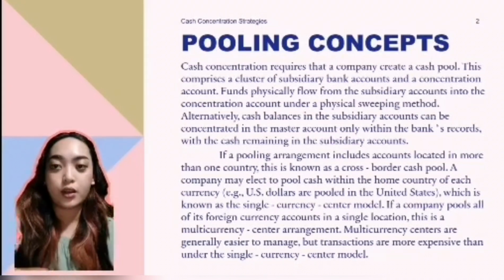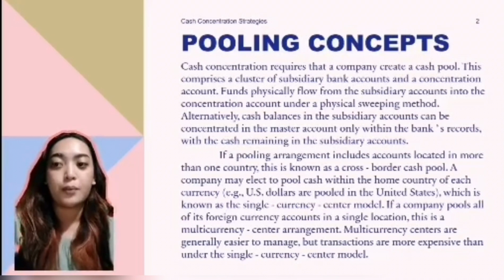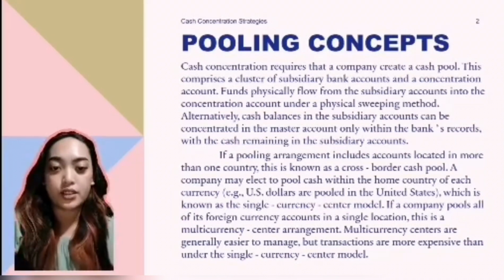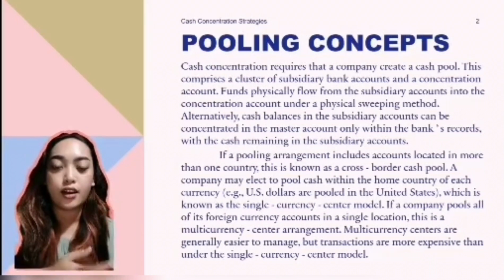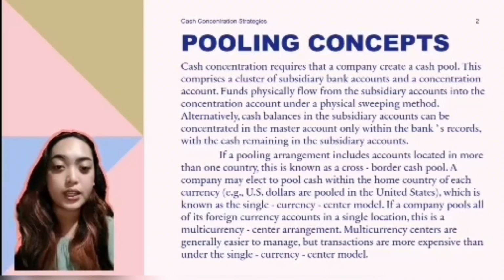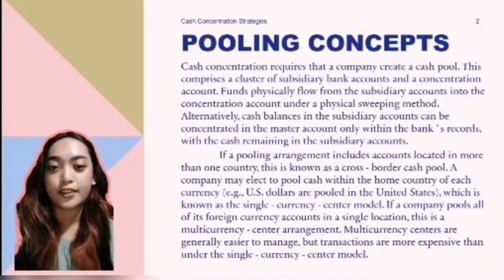If pooling arrangements include accounts located in more than one country, this is known as a cross-border cash pool, and a company may elect to pool cash within the home country of each currency. For example, US dollars are pooled in the United States. So US dollar is the currency of the US, and this is known as the single currency center model. If a company pools all of its foreign currency accounts in a single location, this is a multi-currency center arrangement. Multi-currency centers are generally easier to manage, but transactions are more expensive than in a single currency center model because multi-currency has more transactions than the single currency center model.